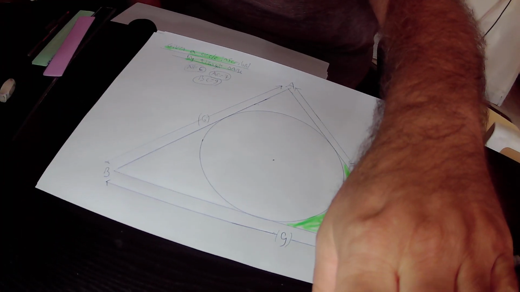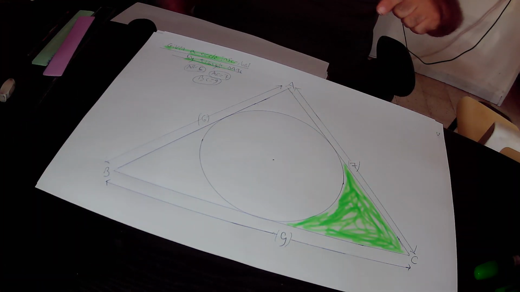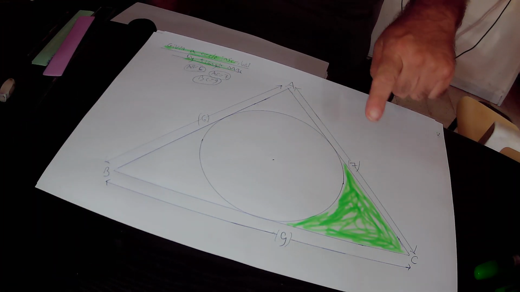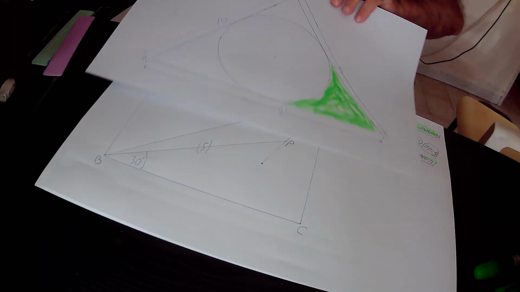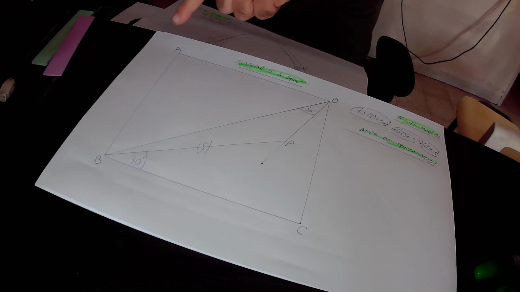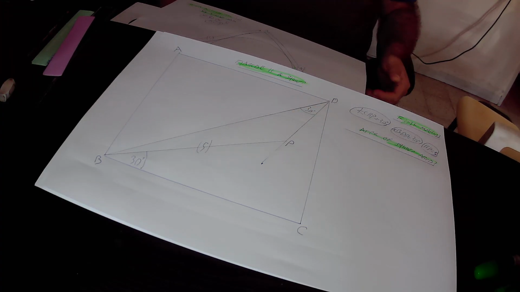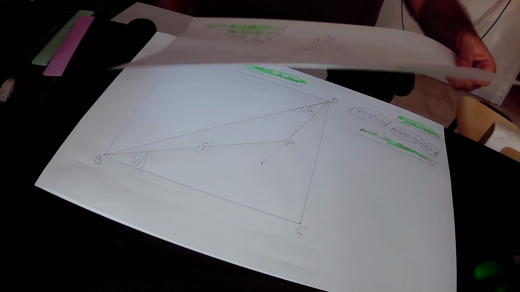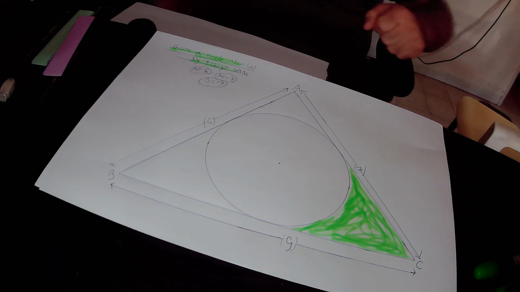Hello, in this lecture we answer two questions. In the first question we find the area of this green shape, and in the second question we find the area of this square ABCD using three different methods. Let's start with the first question.